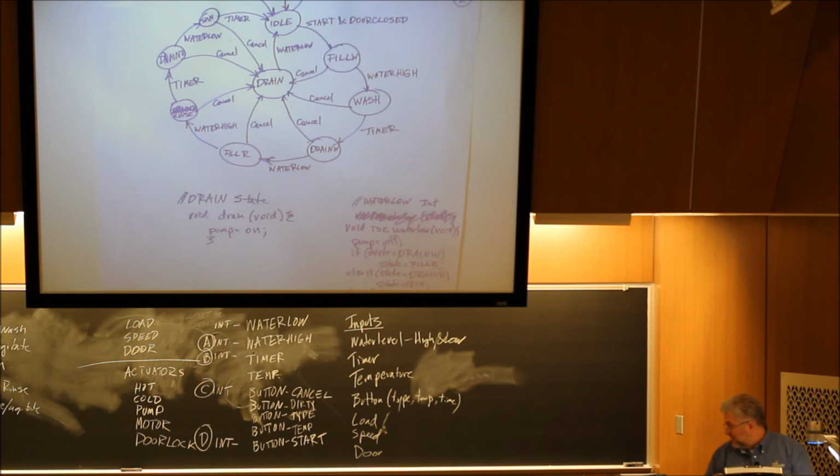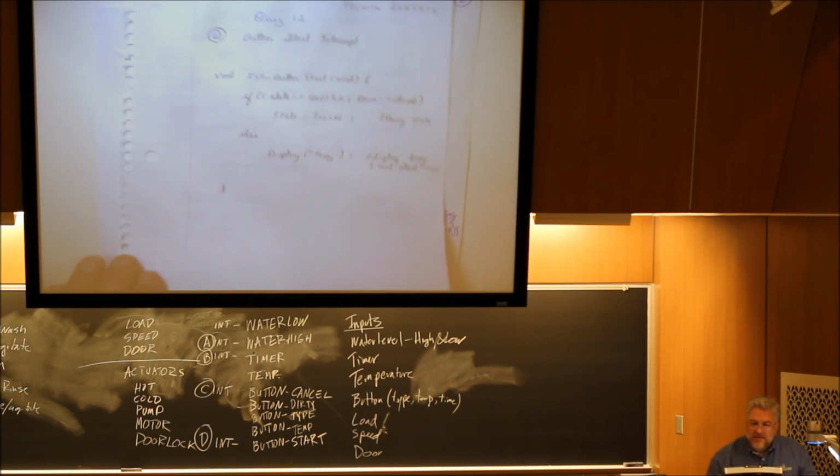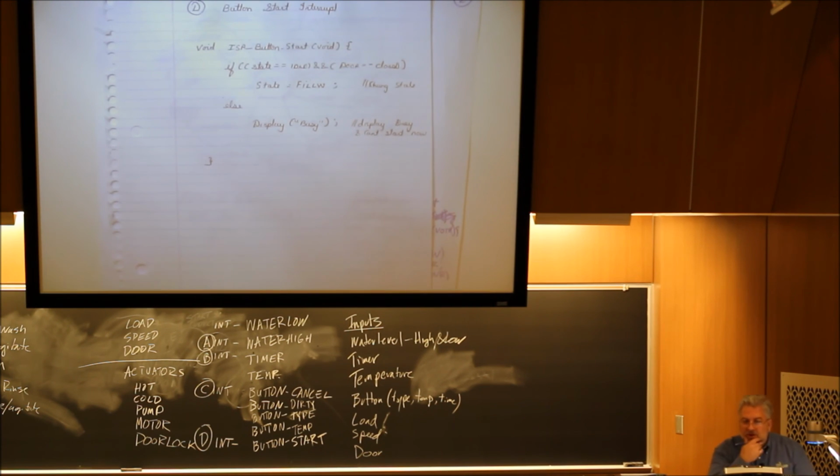Button start should have been the most complex one. So if state equals idle and door closed, state is equal to fill W. All right? Else display busy.